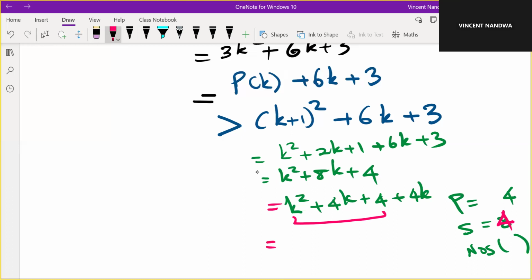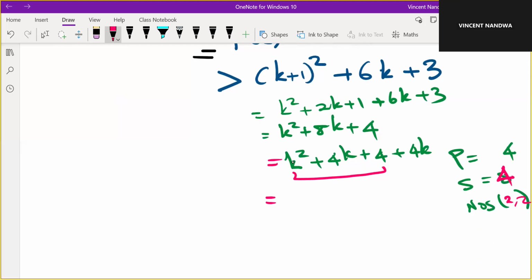So what do we put? Numbers will be 2 and 2, okay? So then now we'll have k squared plus 2k plus 2k plus 4. So what is common in the first pair? k into (k plus 2) plus 2 into (k plus 2). Which is just the same as (k plus 2) squared, okay?